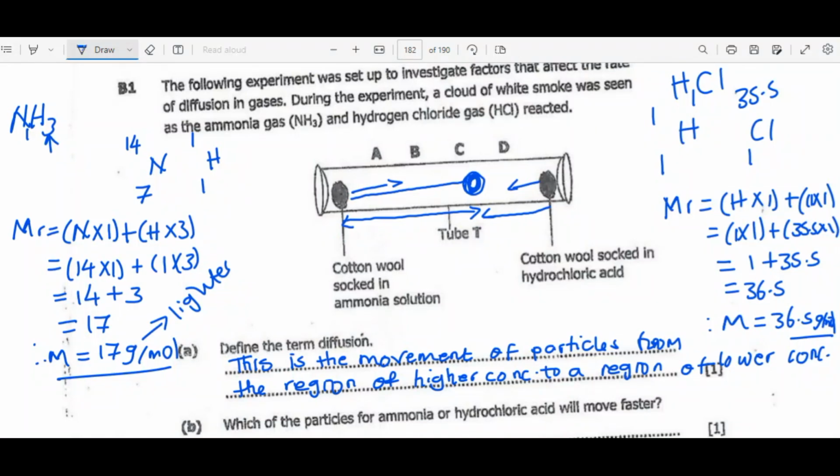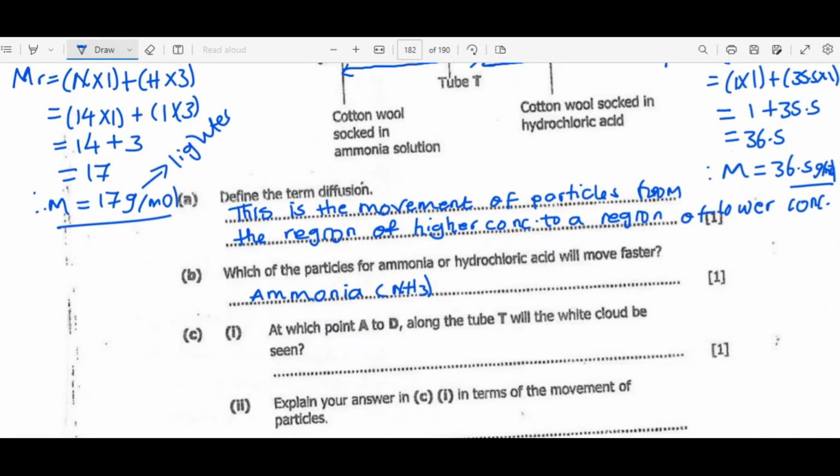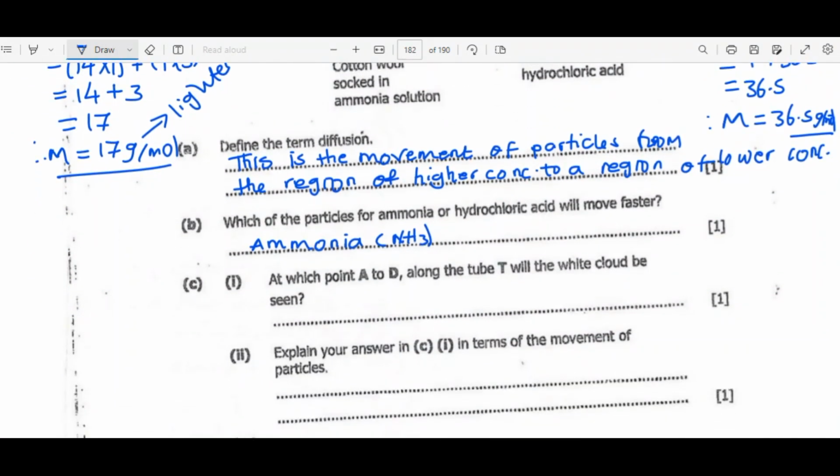So that's the concept here. Then which of the particles? The answer here is ammonia. I don't want you to just commit this one to memory. I'm saying you can use this concept of finding the molar mass to determine the gas that will travel faster, regardless of the gas that you are given.